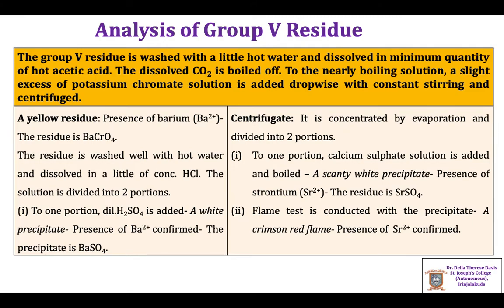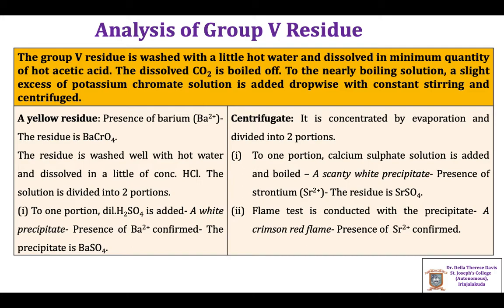Analysis of group 5 residue. The group 5 residue is washed with a little hot water and dissolved in minimum quantity of hot acetic acid. The dissolved carbon dioxide is then boiled off. To the nearly boiling solution, a slight excess of potassium chromate solution is added dropwise with constant stirring.